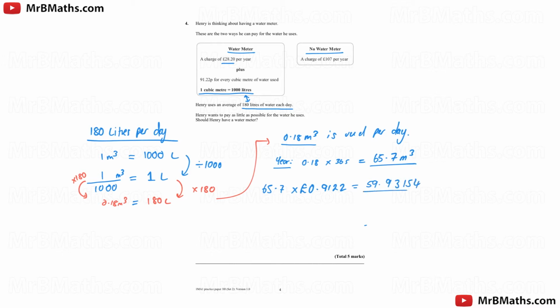59.93154. Okay, now let's not forget the flat charge of £28.20 per year, so then we need to add that. You can also write flat charge there if it helps. Okay, so if we then add that to it, we get a cost of £88.13. So obviously looking at that, a water meter will cost him £88.13. With no water meter, it will be £107. So it obviously makes sense to go with the water meter.